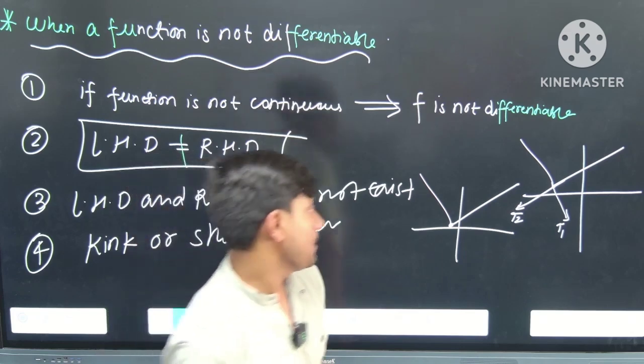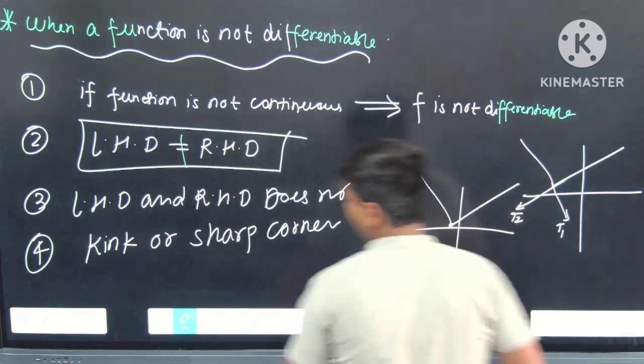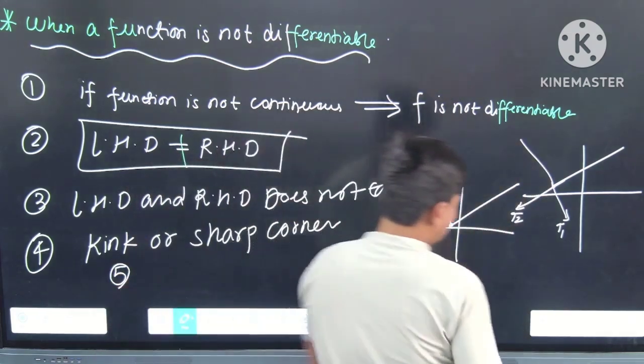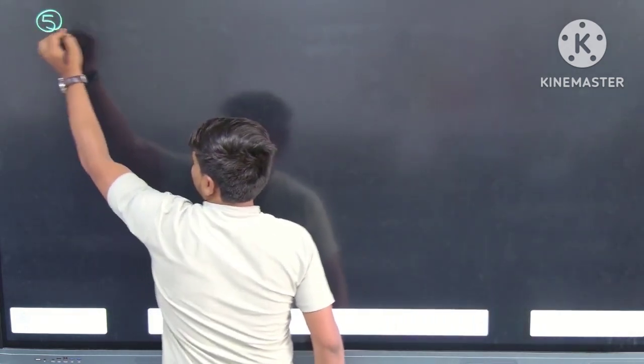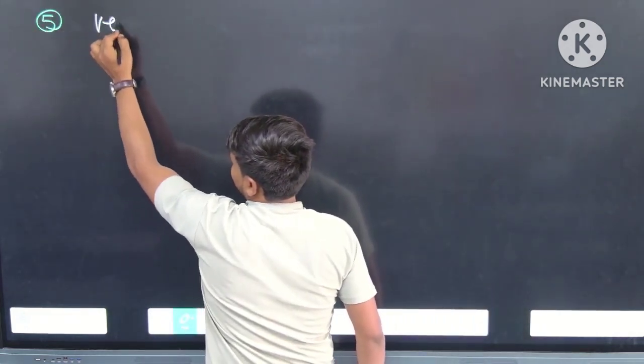Now the fifth point, we will write it on the next page. Fifth point is vertical tangent.